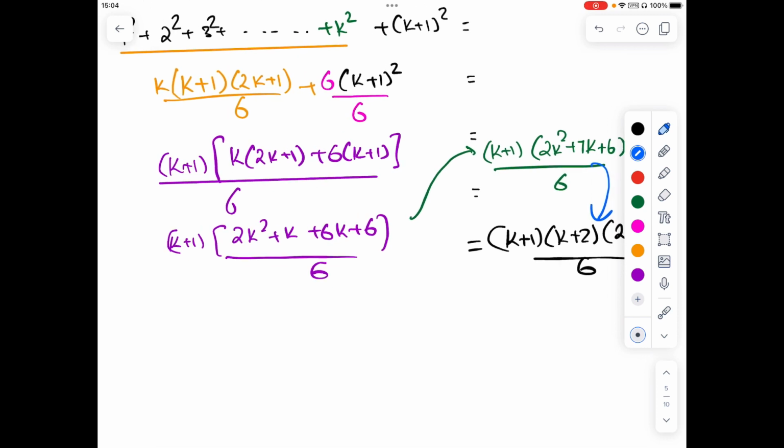By conclusion, you can write that it is true for n equals 1 and n equals k plus 1. By the principle of mathematical induction, it is true for all values of n.